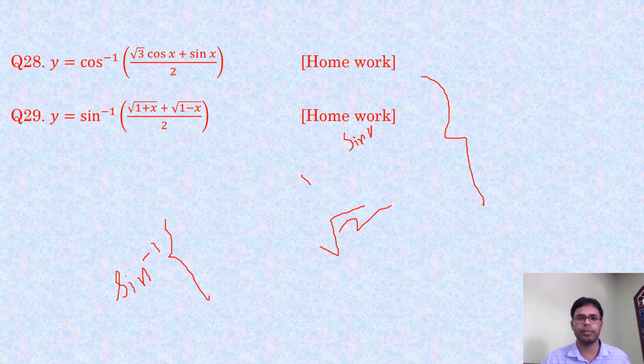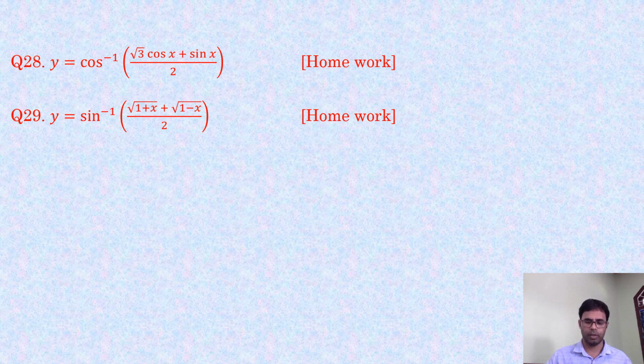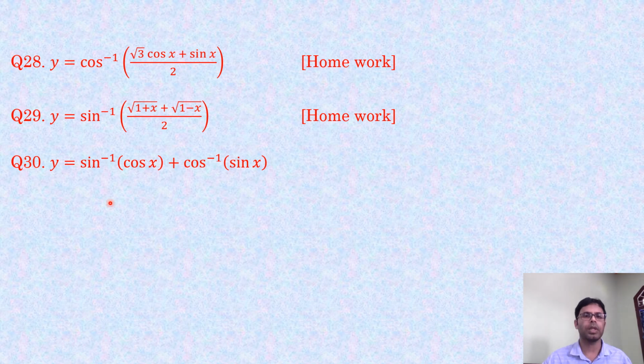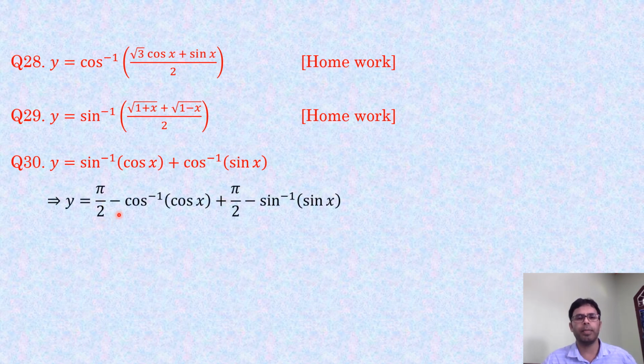Okay, so then the next question is this one. y is equal to sine inverse cos x plus cos inverse sine x. So remove this cos with sine inverse by writing this in terms of sine and by writing this in terms of cos. Very simple. So it is pi by 2 minus cos inverse of cos x, or pi by 2 minus sine inverse of this sine x. Or you may also write this.